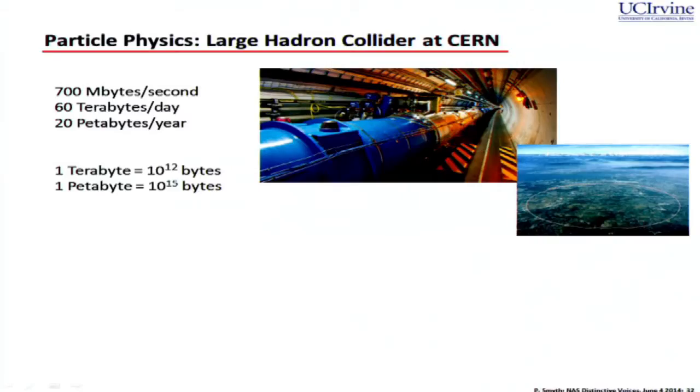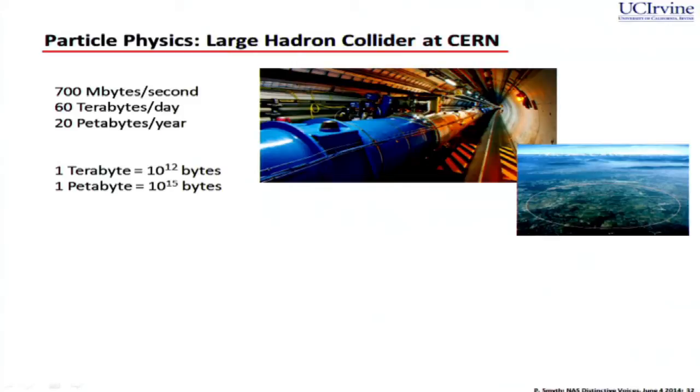Everything I've talked about so far is business, making money, selling you stuff. Science is also benefiting, which is good news. And there's a lot of different examples. So I'm switching a little bit now to particle physics. The particle collider at CERN in Geneva: the amount of data coming off this thing is absolutely phenomenal. 700 megabytes per second. So, a terabyte is 1,000 gigabytes, and a petabyte is 1,000 times that. You're getting 20 petabytes per year. It's huge amounts of data.